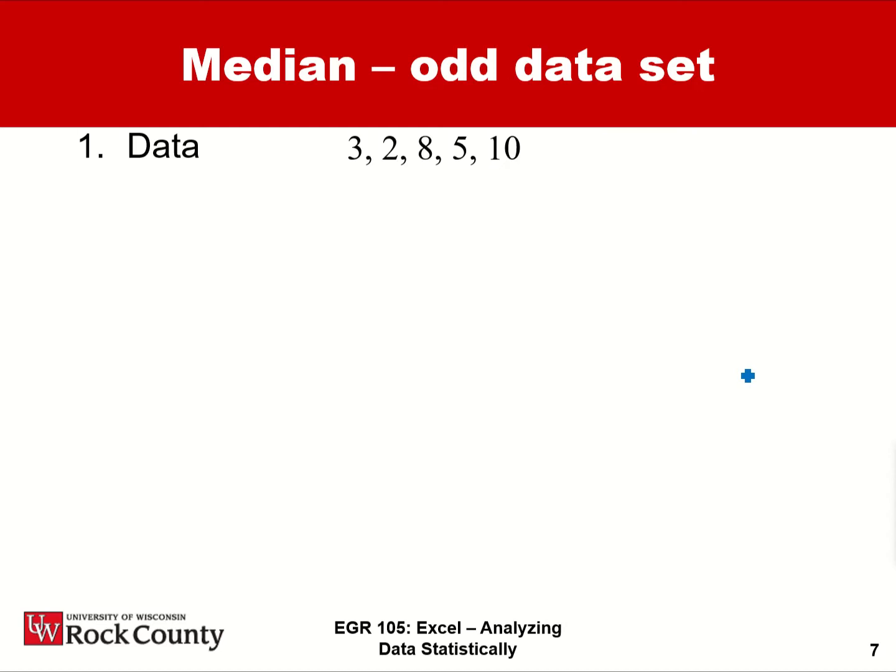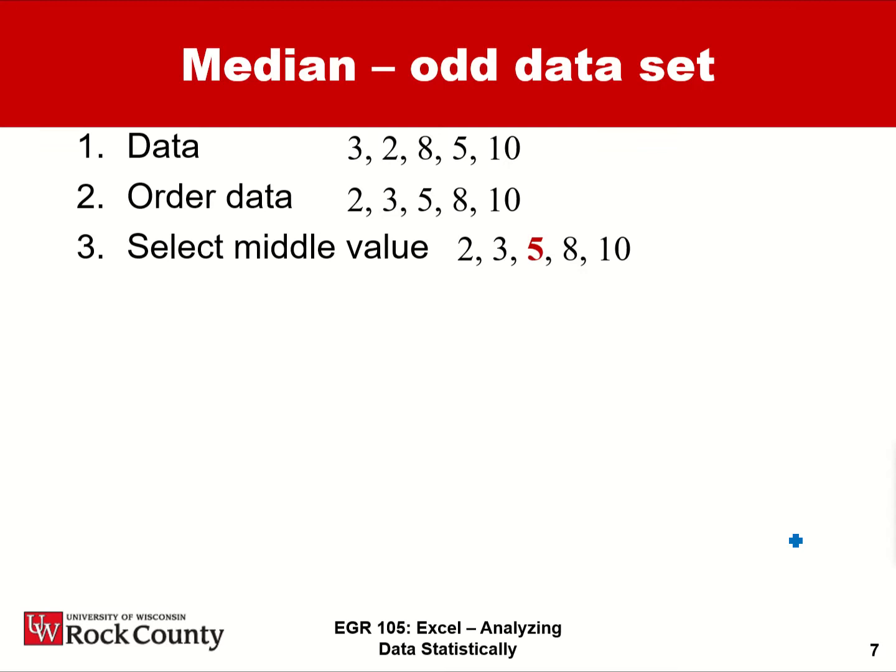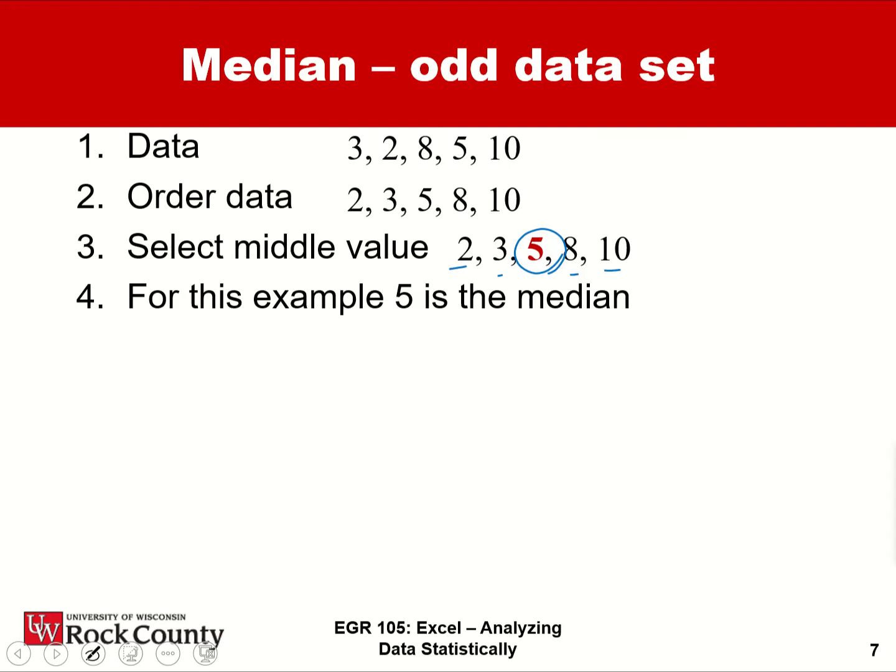Okay, so here's the first example of an odd set of data. We have this set of data: 3, 2, 8, 5, 10. We want to look at the middle part of that data. The first thing we need to do, though, is order our data set from smallest to largest. So 2, 3, 5, 8, 10. And now we will find the middle value. Here's the outer two, the next one, and here's our middle value. So our median in this case is 5.